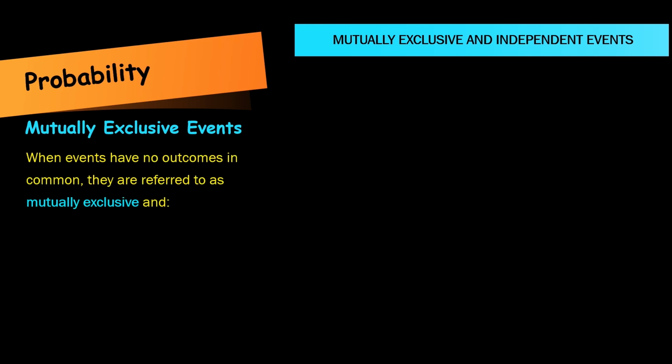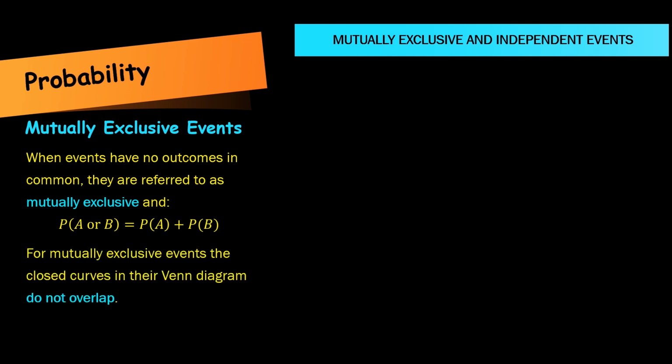So let's define mutually exclusive events. When events have no outcomes in common, they are referred to as mutually exclusive. And we also have that the probability of A or B occurring is probability of A plus probability of B.